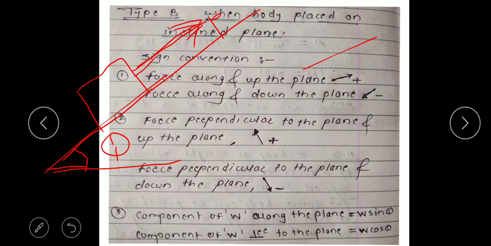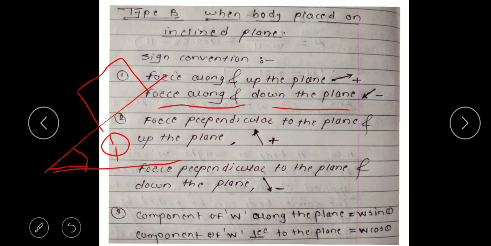Now the second thing, the force along and down the plane. The condition is different here. If the force acting, that may be P or the friction or whatever, has a downward direction, then this kind of force will be indicated by the negative sign. You can see the same way we have shown here the arrow with the negative sign, correct? So this is all about up the plane and down the plane.